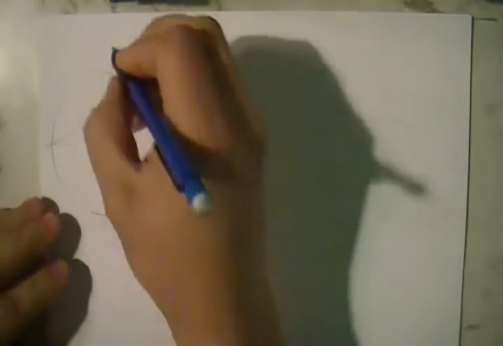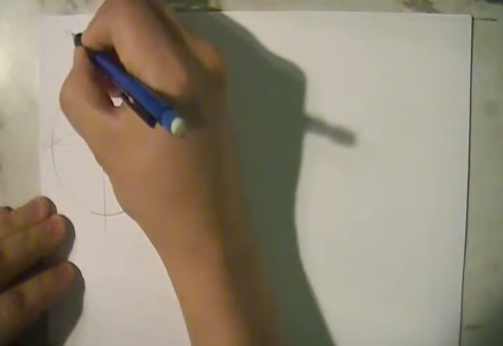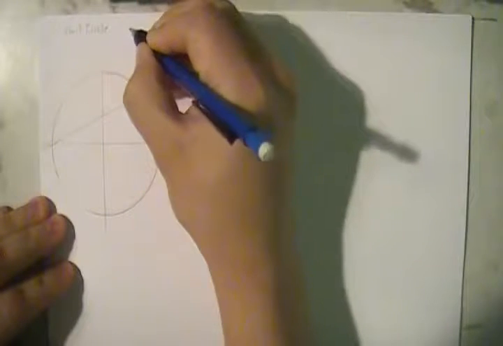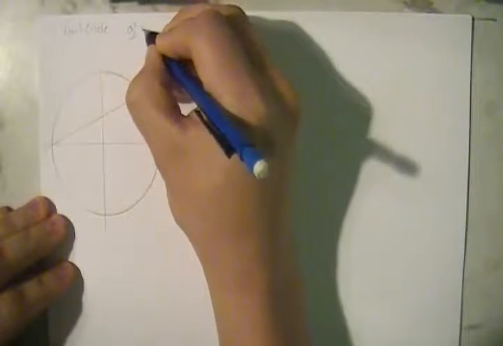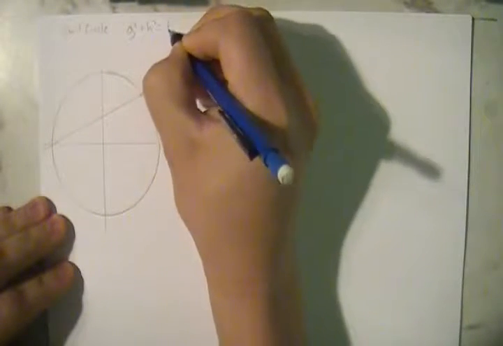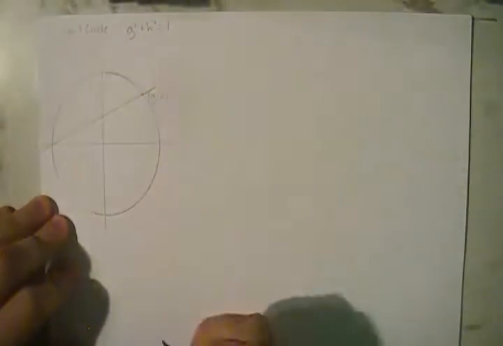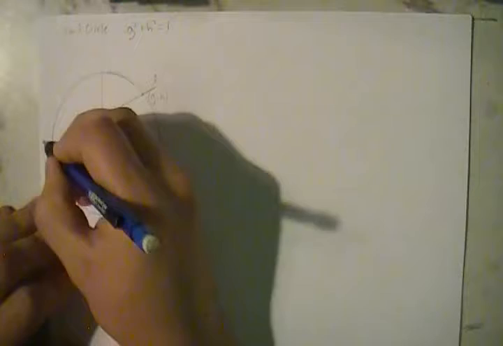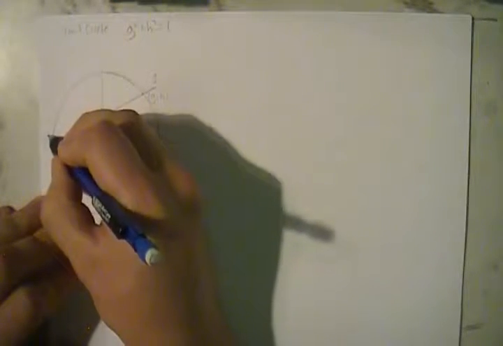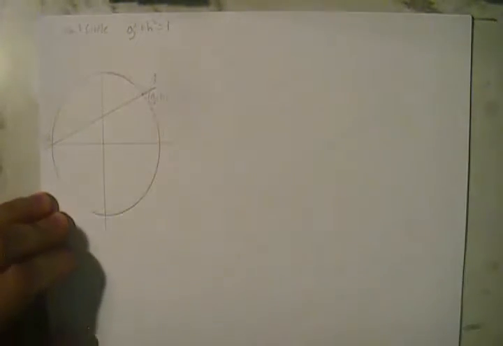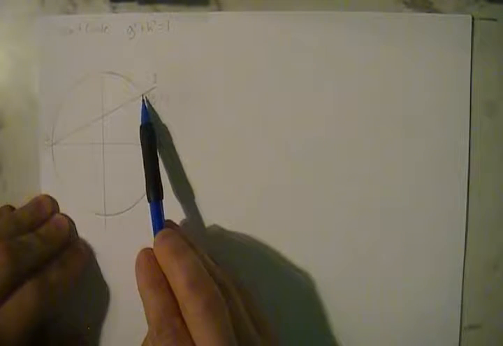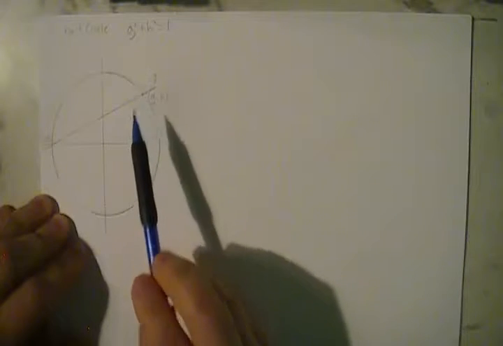So this is going to be a unit circle. I'll write that over here. This is a unit circle such that g squared plus h squared is equal to 1, g, h being a coordinate on our circle. Then we have this line here, L. So L is going to be a line through -1, 0. And our goal is going to be to express our point along the unit circle, g, h, in terms of a parameter t.